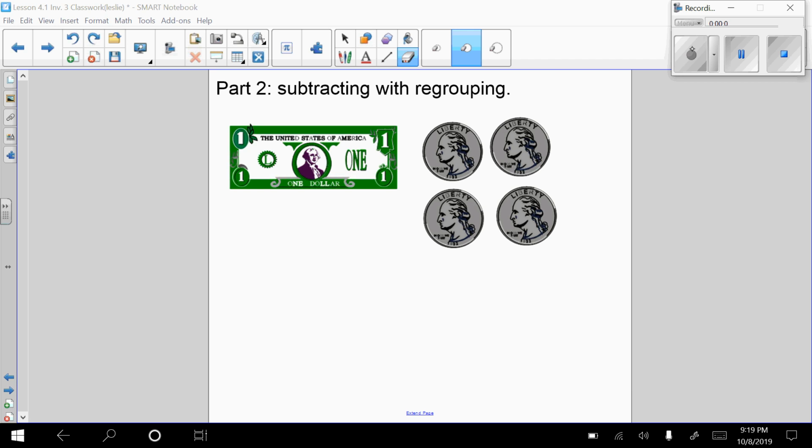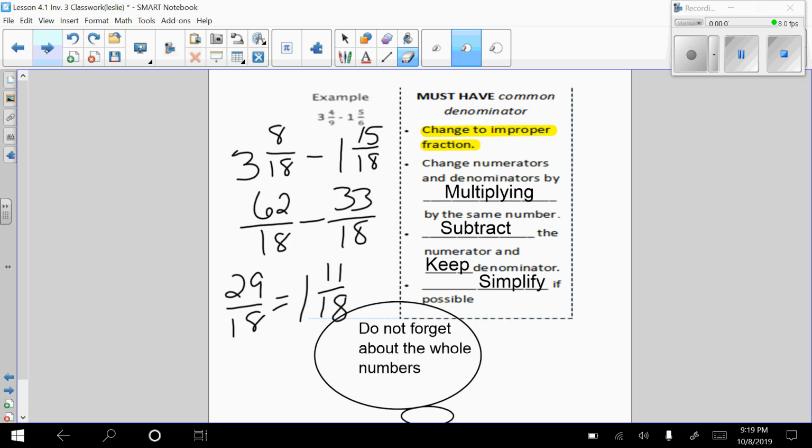Continuous lesson 4.1.3. At this time, we're going to start subtracting mixed numbers using summary grouping. Here are our steps for our foldable. We're going to be changing them to improper fractions as one of our steps. But remember, we have to have a common denominator too. Then the steps are the same as they are for just subtracting fractions. Multiply to find a common numerator and denominator, subtract the numerators, keep the denominator, and simplify if possible.